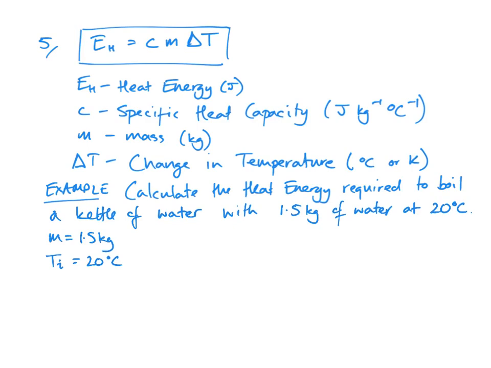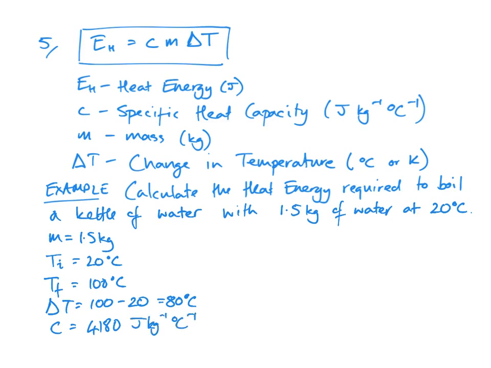That appears to be all that we're given in the question, so we've got to read a wee bit more. And we're talking about boiling the kettle of water, so that tells us that T final is 100 degrees Celsius. Putting those two bits together, we can get that delta T is 80 degrees Celsius. And the value of C, let's say, is given in data sheets, so you can look it up and we can find that C for water is 4,180.